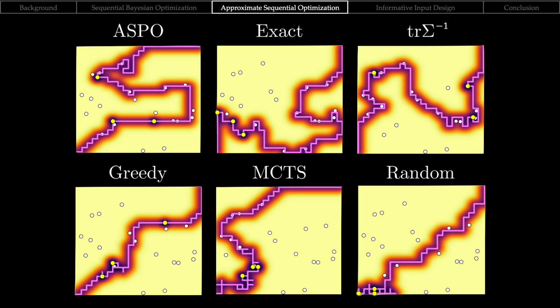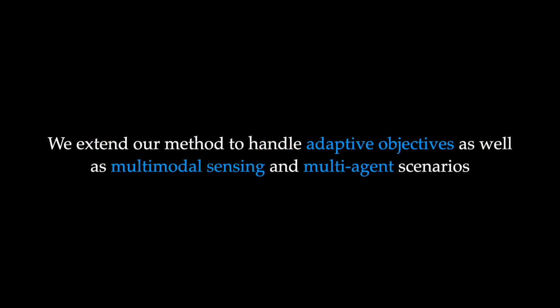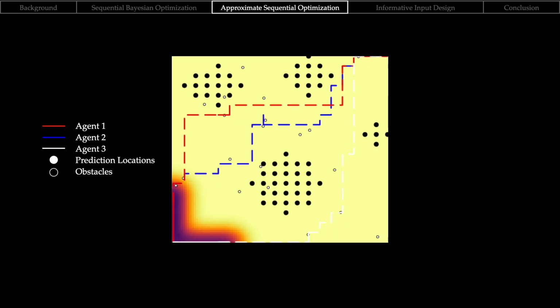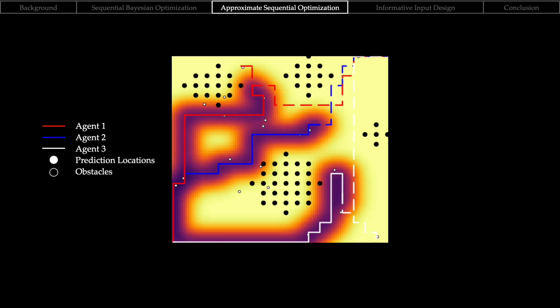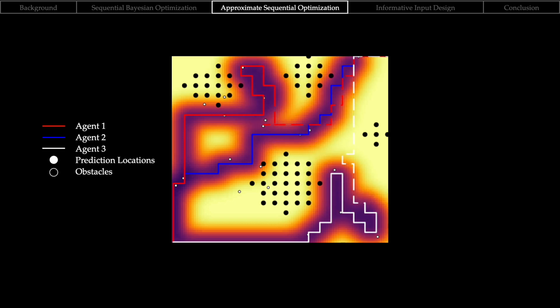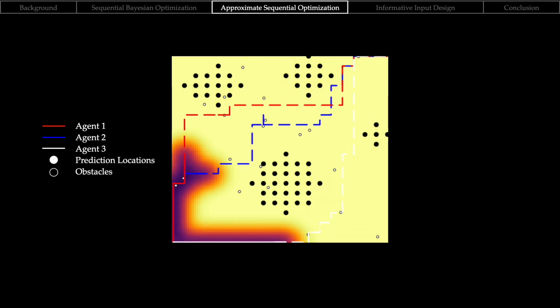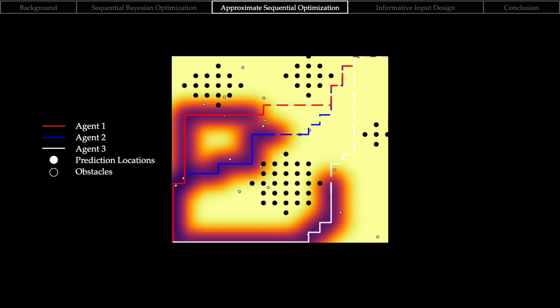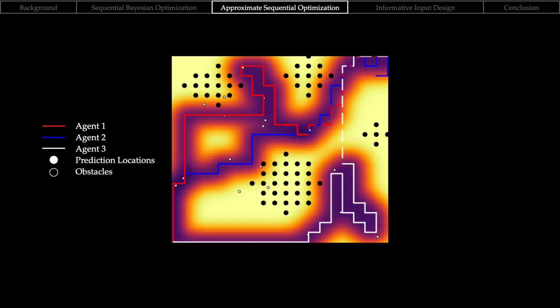Then we also looked at extending this to handle adaptive objectives and also the multi-agent version of this problem. This is a relatively simple multi-agent setup where the agents are assuming full communication with each other. To give you a sense of the efficiency, each action for each agent takes roughly a fraction of a second to plan. The entire path for all three agents across all of the actions took roughly 3 seconds.